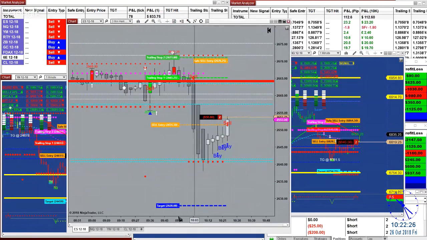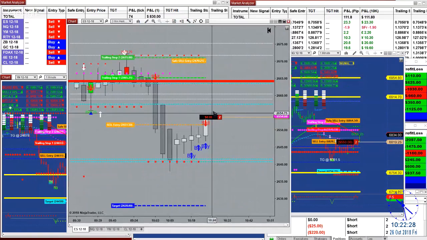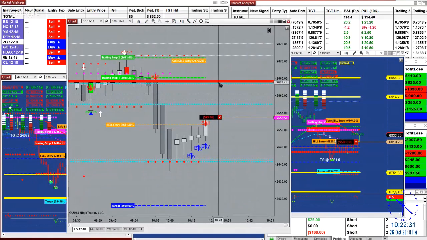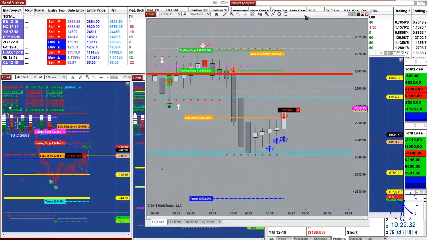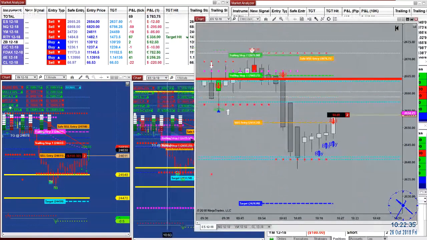So right now we have a lot of potential to the upside, and this is a really critical area. And now this is where you will start losing your pants right there.